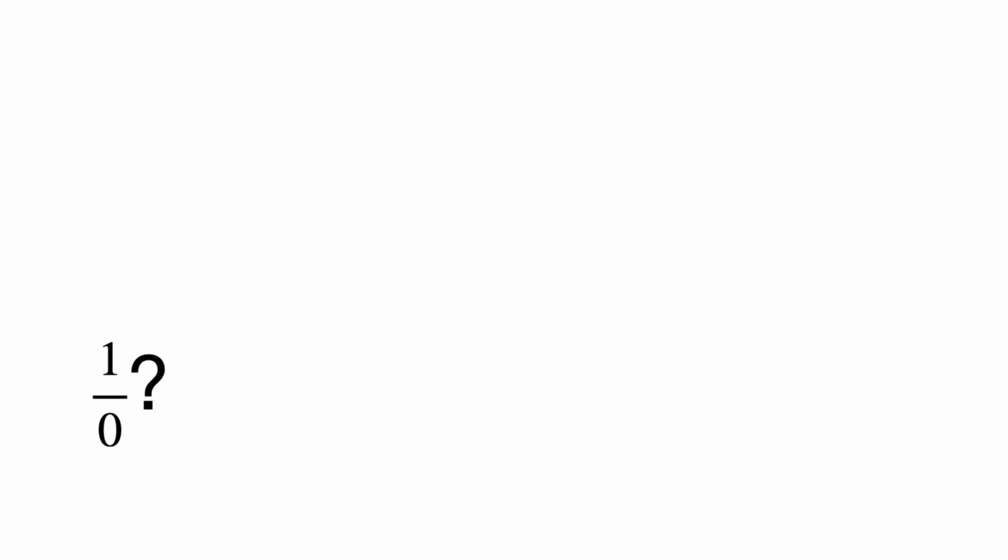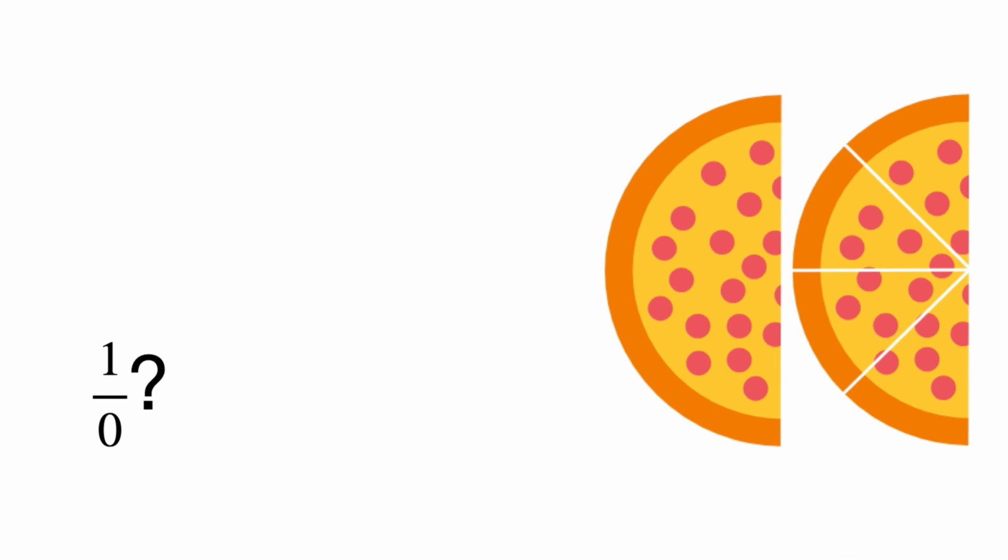Let's look at infinity and look at division by 0. So here's an intuition for why division by 0 is undefined. If I have a pizza and I cut it into 8 slices, it makes sense to ask how big each slice is. If I know how big the pizza is and I cut it into 8 slices, I can ask, okay, how big is each slice going to be?